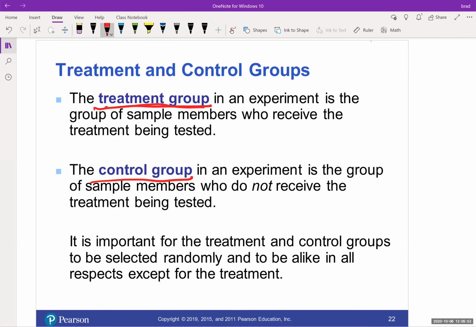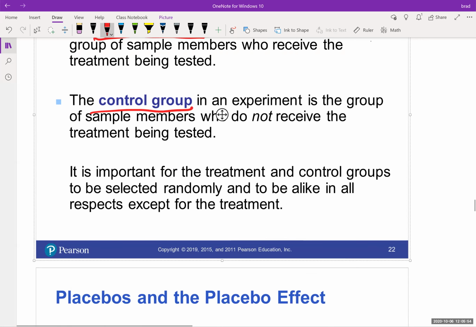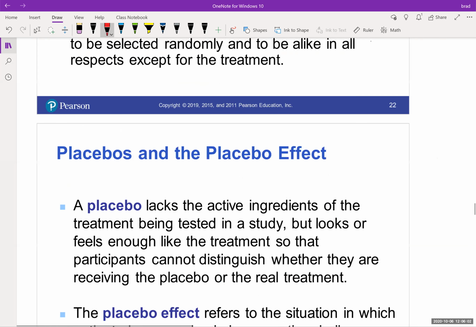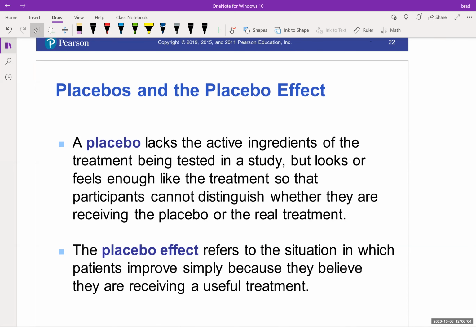Okay. It is important for the treatment and control groups to be selected randomly and be alike in all respects except for the treatment. That way you can kind of tell. That's kind of the problem right now with a lot of the COVID-19 stuff that's going on. Some of the data that people are giving isn't related to the other data, so you kind of can't compare them. It's like apples and oranges. But anyway, you just got to be careful with that.